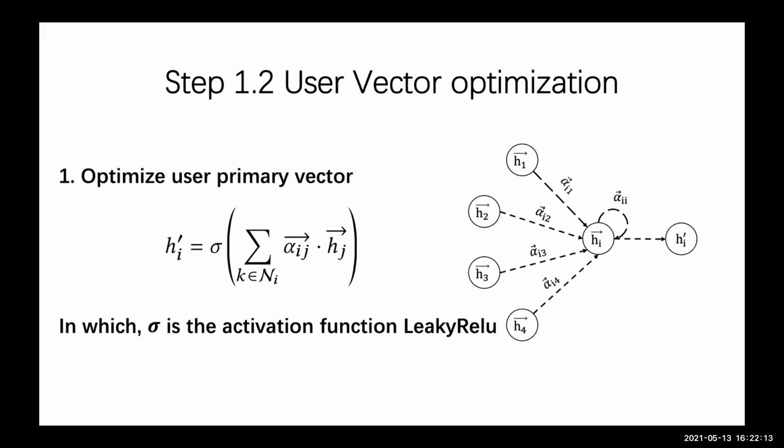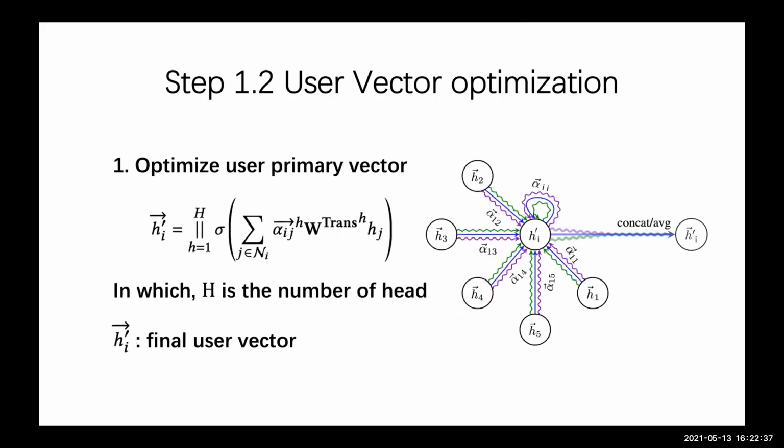And then this formula will update the primary vector of users. The vector of the central user node is affected to different degrees by the vectors of its neighborhood user nodes, and it alleviates the problem of sparse information caused by the lack of history documents. Based on that, a multi-head attention mechanism is used to enhance the model's performance. As we can see from the picture, we can use several parallel attention networks to optimize the primary vector of the user respectively. After that, we gather and concatenate the results as the final user vector.